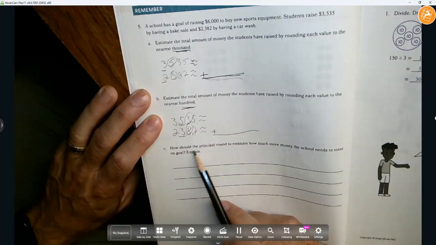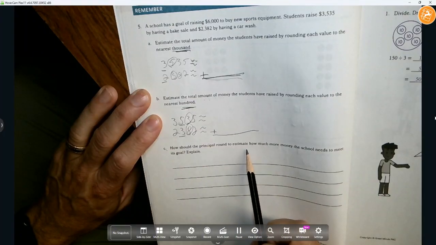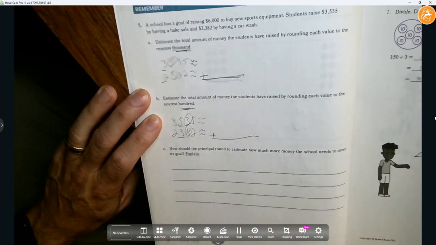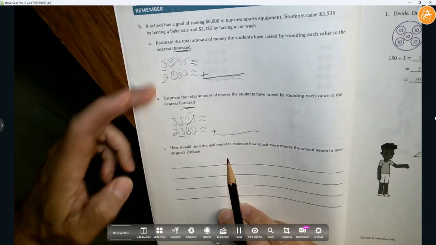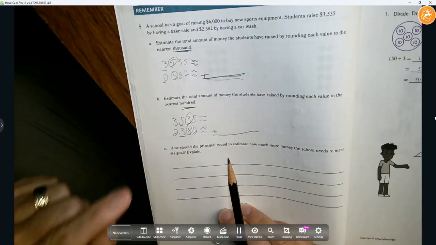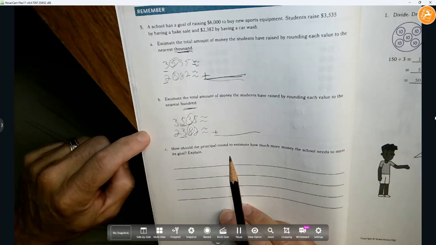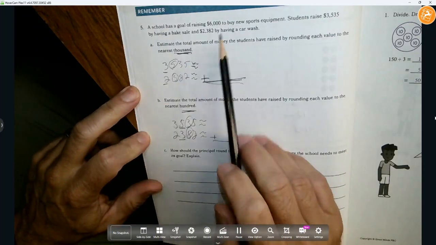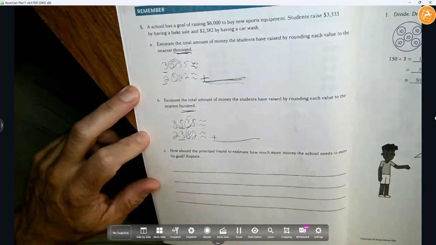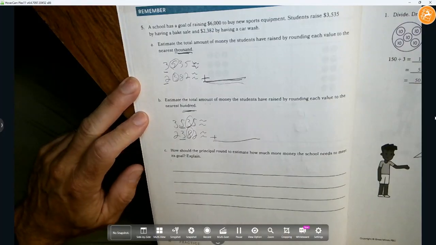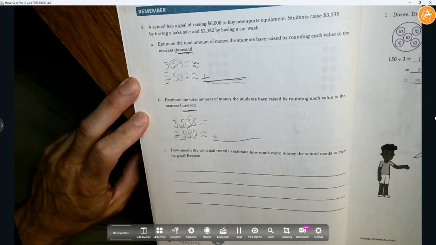Last says, how should the principal round to estimate how much more money the school needs to meet its goal? Explain. So they want you to tell us which one you think is better. Which one gets us closer to know how much money we need, right? Which one will get us closer to knowing how much we need to get to 6,000. Okay, think about that when you get there, because we want to be as close as we can to the number. We don't want to think we have more money than we do, because that could be a big problem.